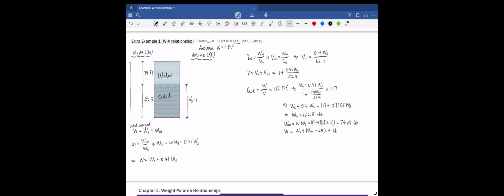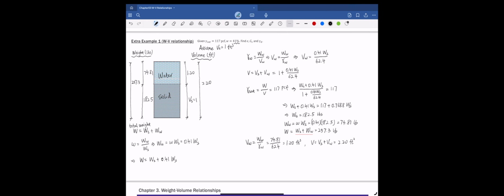So we have this then completed phase diagram. And of course, the volume of water is weight of water over the unit weight, which is a constant. So that gives you the volume of water, 1.2 cubic feet. And the total volume is Vv plus Vw, and that's 2.2 cubic feet.